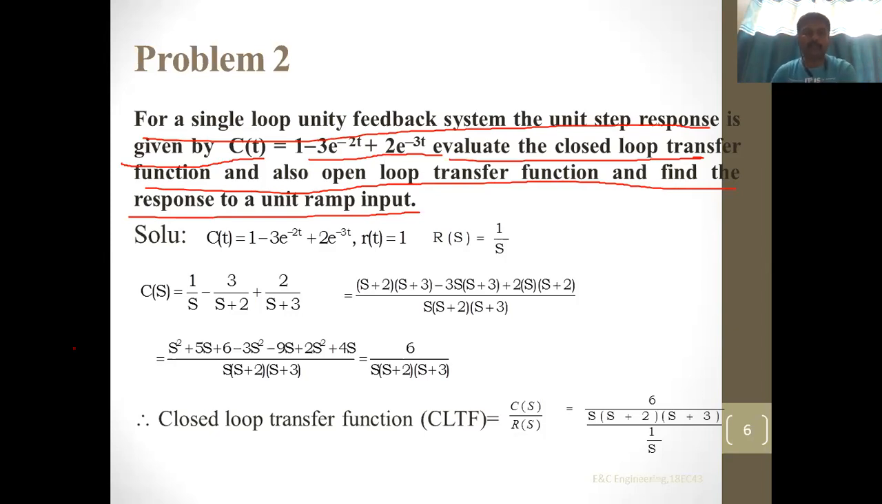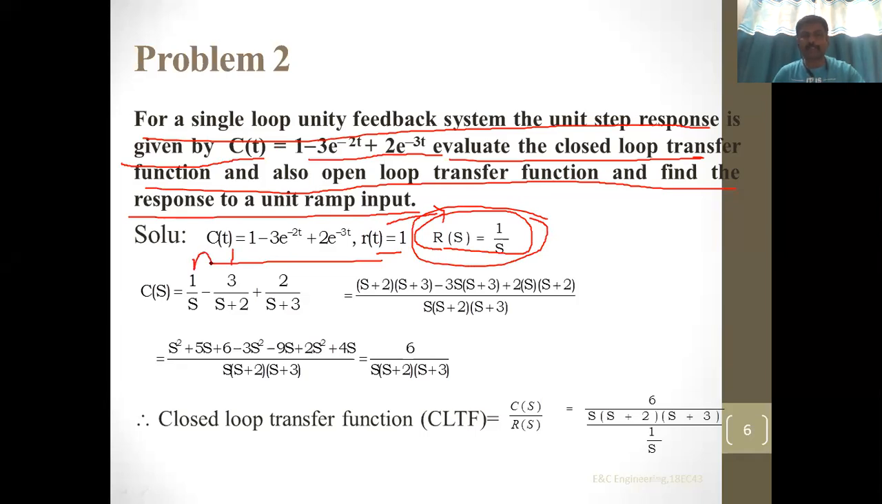Is it okay? Now what are all the parameters that have been given? C of t, output is given, 1 minus 3 into e power minus 2t plus 2 into e power minus 3t, like unit step response. Since unit step response, R of t is equal to 1 or R of S is equal to 1 by S. Now what do we need? Closed loop transfer function. If closed loop transfer function is needed, then it is C of S by R of S. How do I find R of S? From R of t by applying Laplace. Similarly, how do I find C of S from C of t?